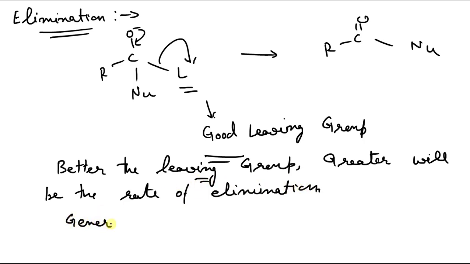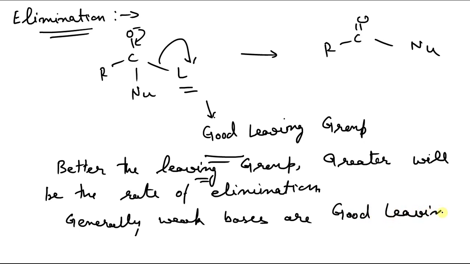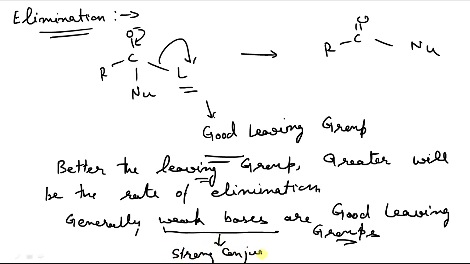Generally weak bases are good. You have to just remember it, weak bases are good leaving groups. And how to check whether a base is weak? A weak base will have a strong conjugate acid. I will come to it later. Just for your overview, I am telling this. Strong conjugate acids will give weak bases. So weak bases are good leaving groups.